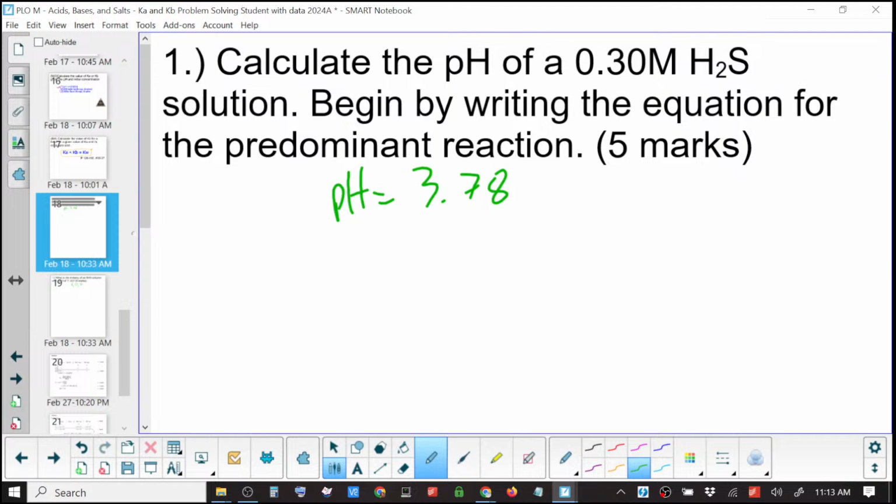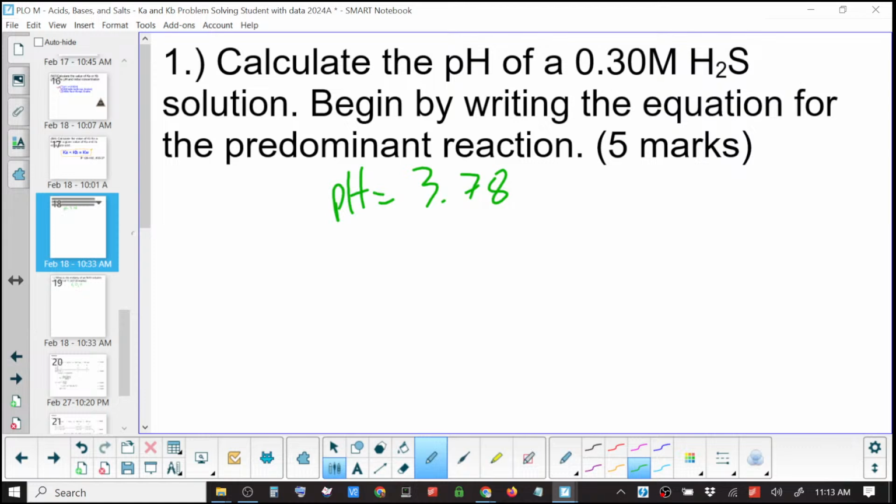9.1 times 10 to the minus 8. You take the square root of that: 1.64 times 10 to the minus 4. I don't see anything wrong with what you're doing. And then you take the negative log of 1.64 times 10 to the minus 4. Oh, hold on, what were we calculating? You're calculating the pH. Yeah, you have to take the negative log of 1.64 because you want the hydrogen ion concentration. That's all good.